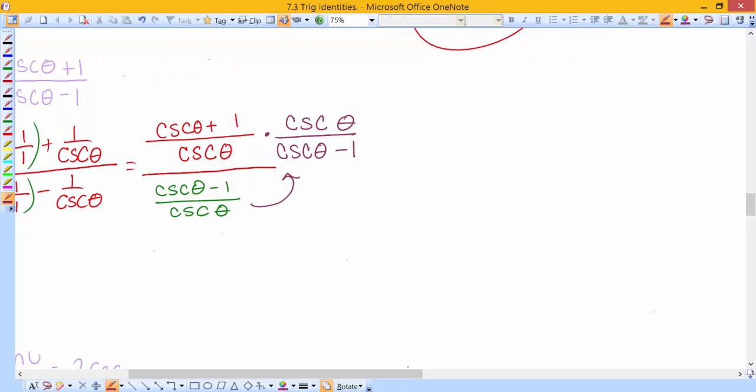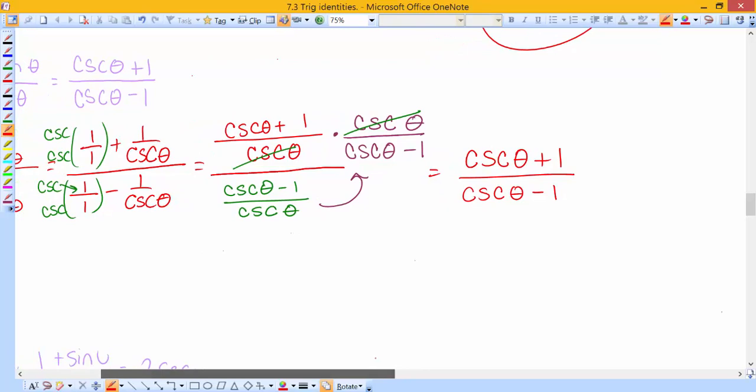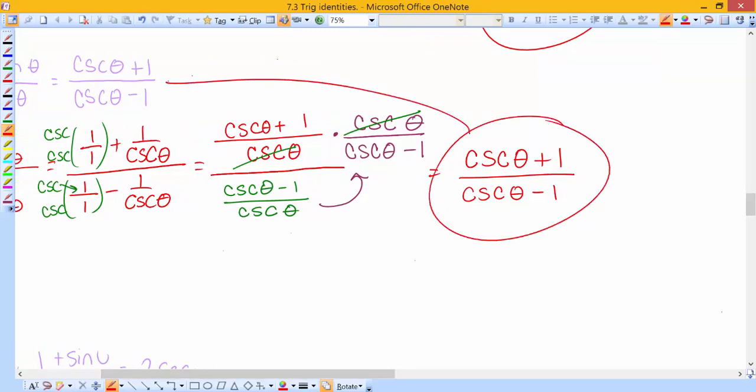Now let's look at this. I can actually cross cancel. I want you to think about what can we cross cancel. I can cross cancel my cosecants. I hope that's what you said. So my numerator is cosecant plus 1. My denominator is cosecant minus 1. And look at that. I have what I needed to end with.